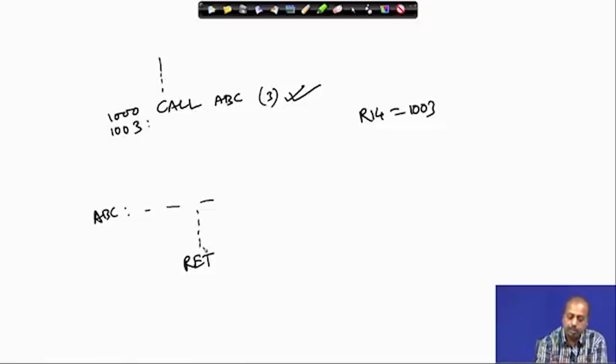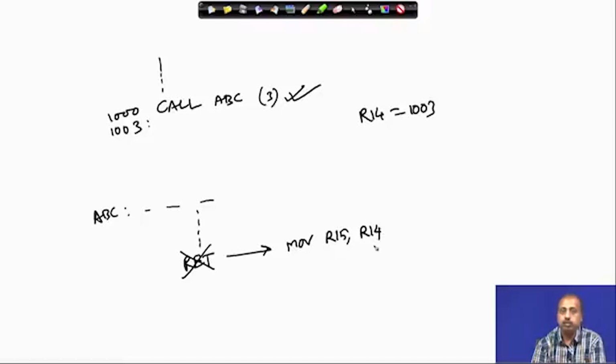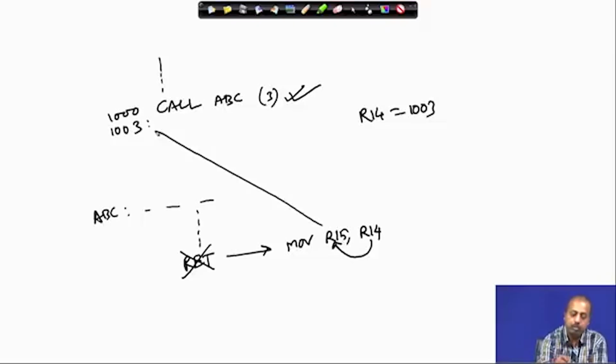Now, when it comes to this point, an explicit return is not necessary. R15 is the program counter, so you can simply say MOV R15, R14. What will happen is that R14 will be copied into R15, and as a result the program counter is modified, so you are back to this point and the program will continue executing. It is like the return from the subroutine. So, what may be a possible advantage? The possible advantage is that there is no memory access.